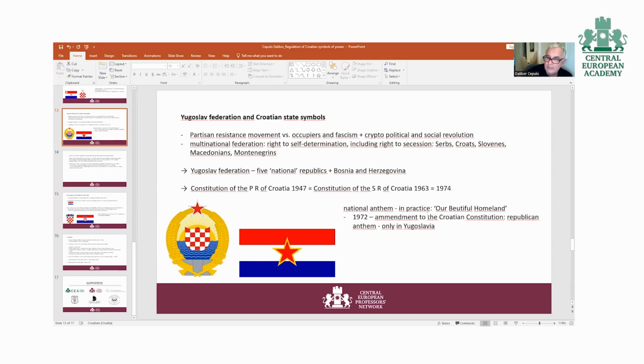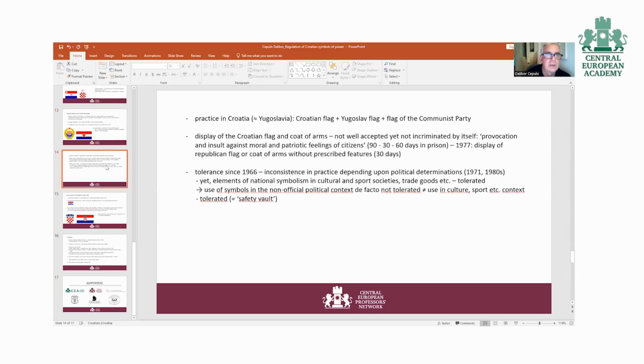The national anthem in Croatia, in practice, was also accepted, Our Beautiful Homeland, which in 1972 was proclaimed in an amendment to the Croatian constitution as the Republican anthem. Croatia was the only republic in Yugoslavia that proclaimed its own national anthem. The practice in Croatia was not favorable; in spite of the fact that it was not banned, it was definitely not favorable to the waving of national symbols.